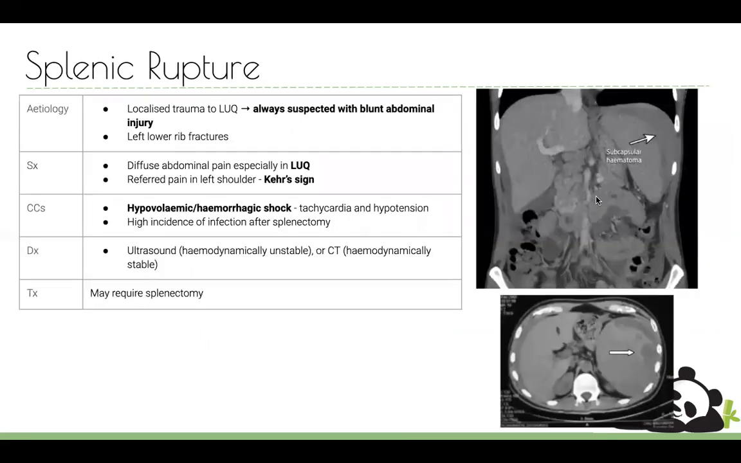Splenic rupture, this is probably more of an anatomy one. On CT, you see this blood right here, essentially a subcapsular hematoma, usually in your left upper quadrant if you get some kind of blunt trauma. Then they're in shock because they've lost so much blood, it could be a splenic rupture. You can also get pain to your left shoulder because of irritation of your diaphragm.